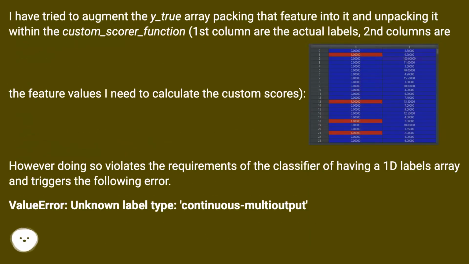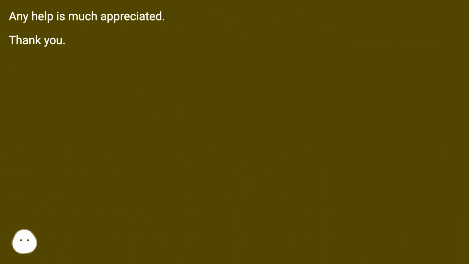I have tried to augment the y_true array, packing that feature into it and unpacking it within the custom_scorer function. First column are the actual labels, second column are the feature values I need to calculate the custom scores. However, doing so violates the requirements of the classifier of having a 1D labels array and triggers the following error: ValueError: Unknown label type: continuous-multioutput. Any help is much appreciated. Thank you.